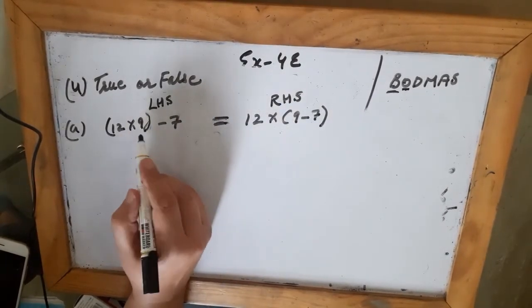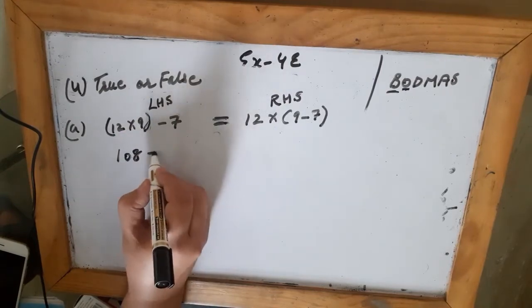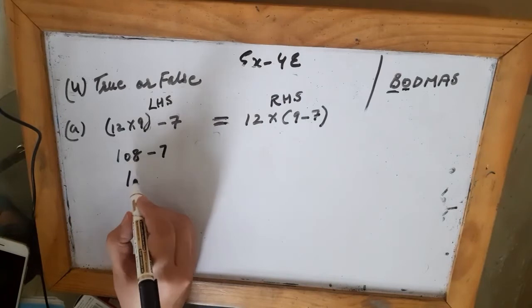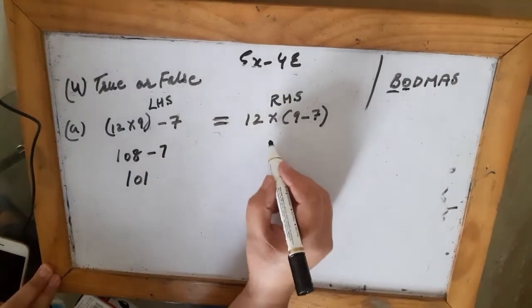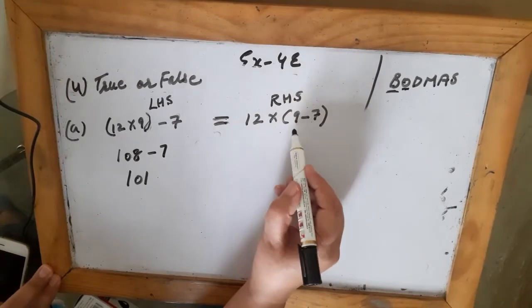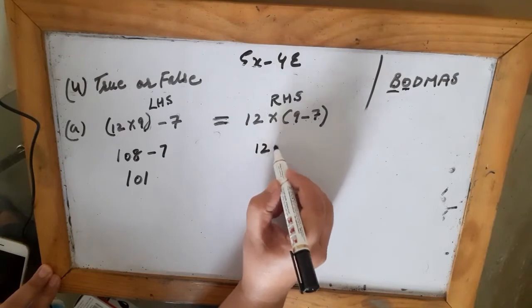first. So 12 nines are 108. 108 minus 7, so it becomes 101. So the answer of the left hand side is 101. Now come to the right hand side. So the bracket is 9 minus 7. So 9 minus 7 is what?